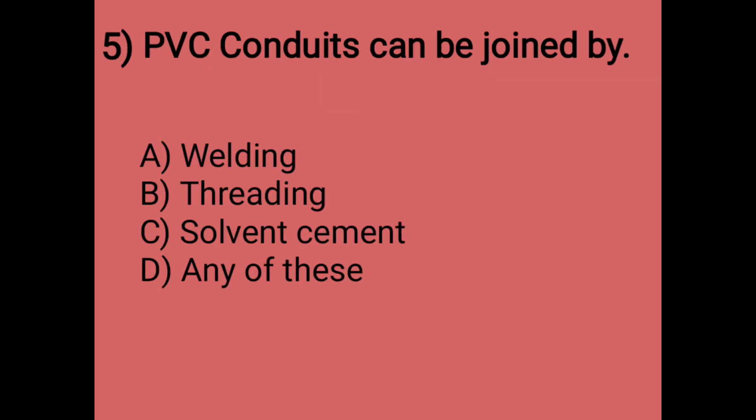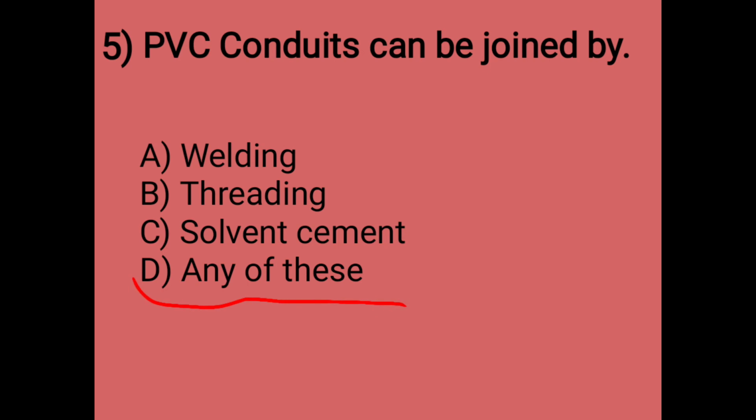So the next question is, PVC conduits can be joined by. Options are: A is welding, B is threading, C is solvent cement, and D is any of the above. Our correct answer is option D, any of the above, which means PVC conduit is joined by welding, threading, or solvent cement.